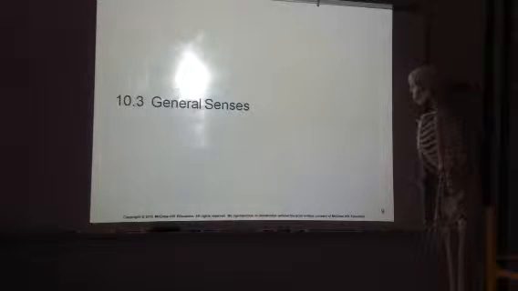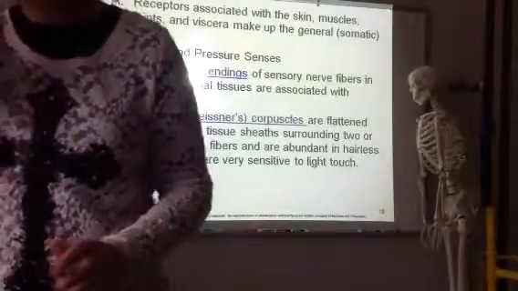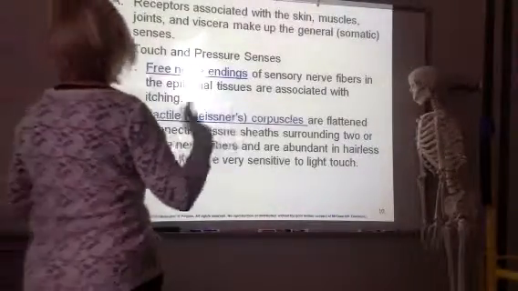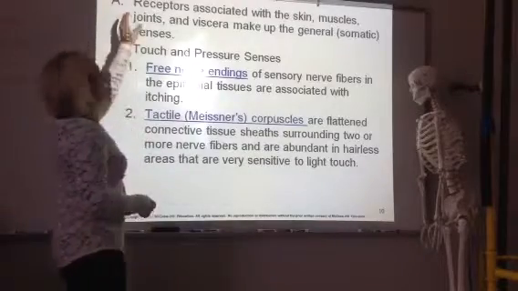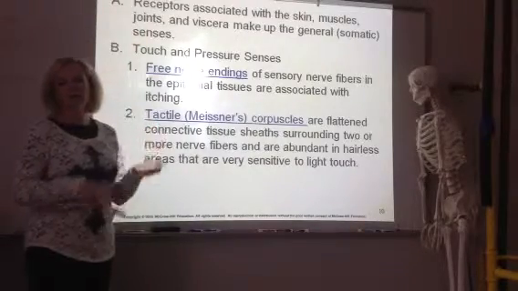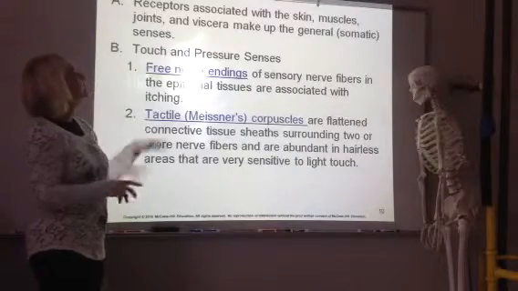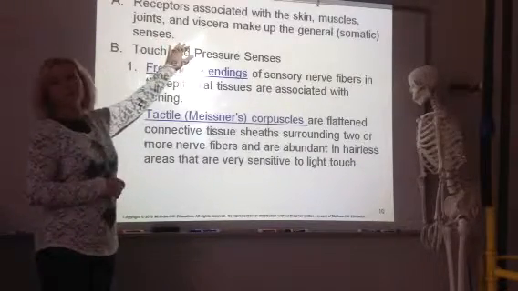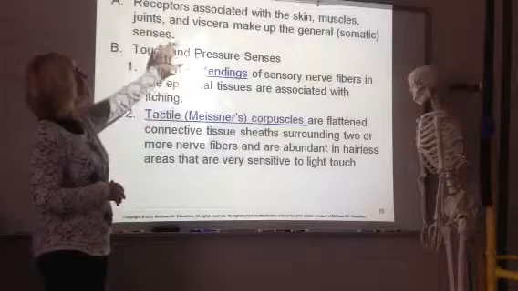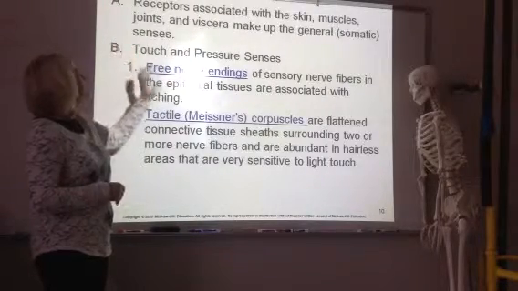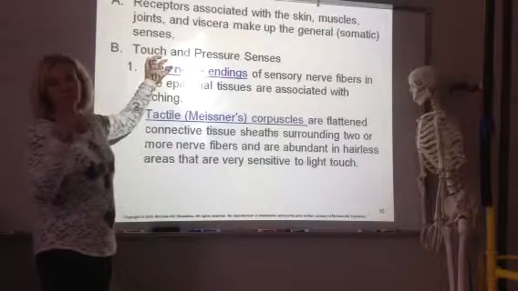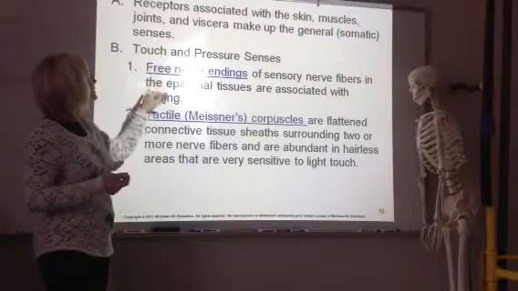Okay, next section, general senses. So these are not specialized. These are your general senses that are found widely throughout your body. And those would be receptors that are associated with skin, touch, muscles, viscera, which would be internal organs, and then other general senses. So touch and pressure are spread throughout your skin.